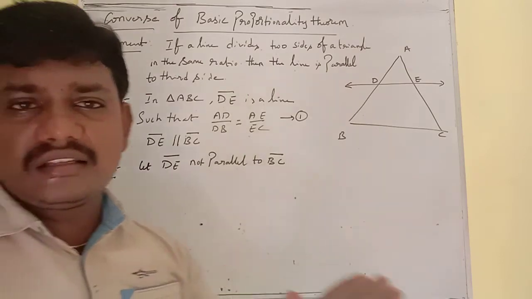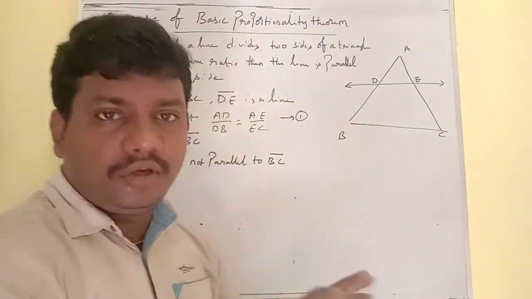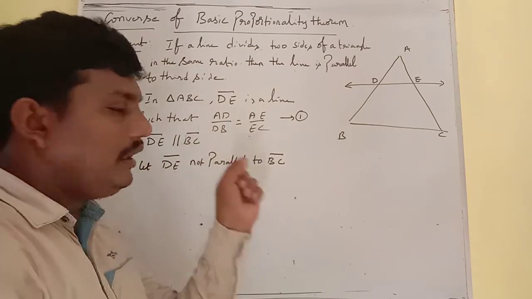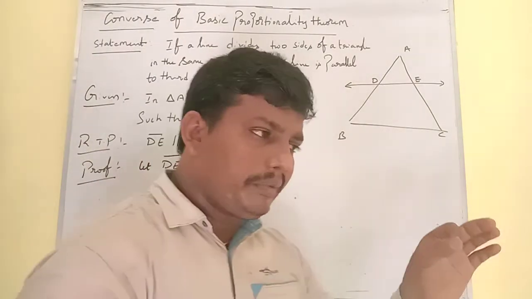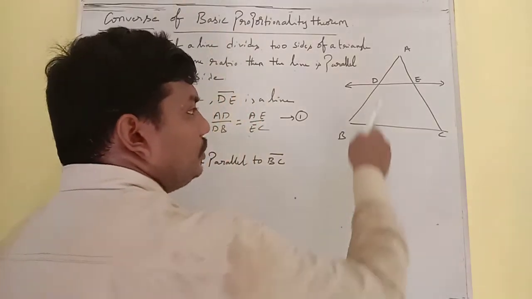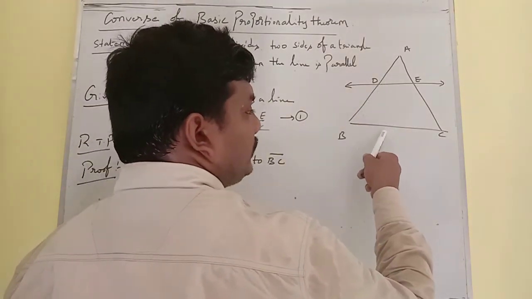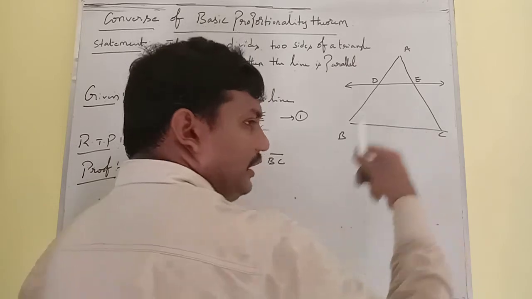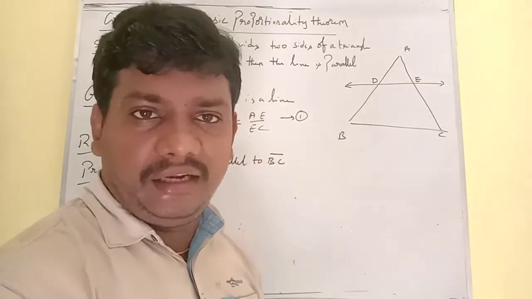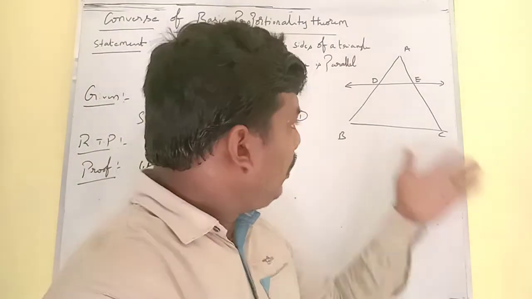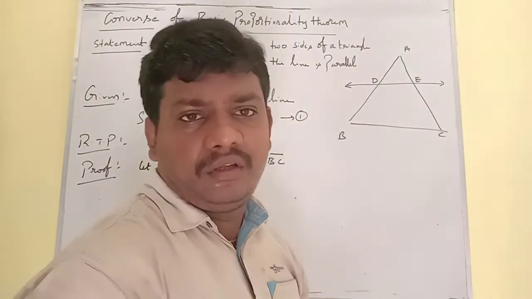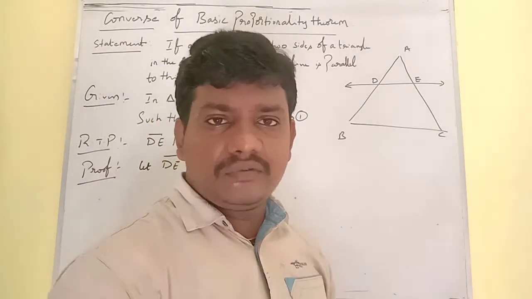So when DE is not parallel to BC, now I am going to consider this as my statement. Let me consider DE is not parallel to BC. What it indicates is that for every line there is a parallel line. There are infinite parallel lines for a line. After all, DE is not a parallel line, so one more parallel line should exist for BC.